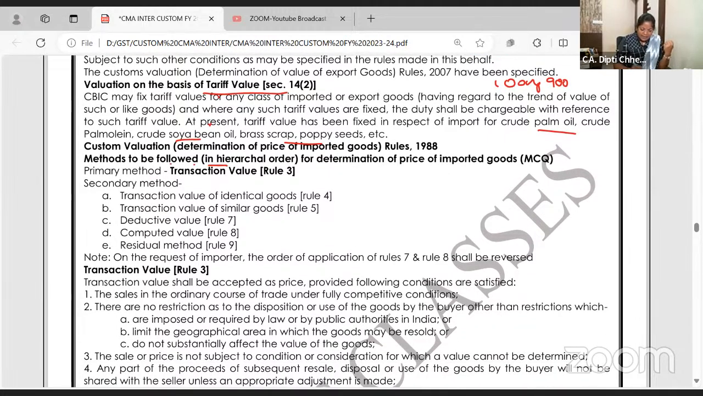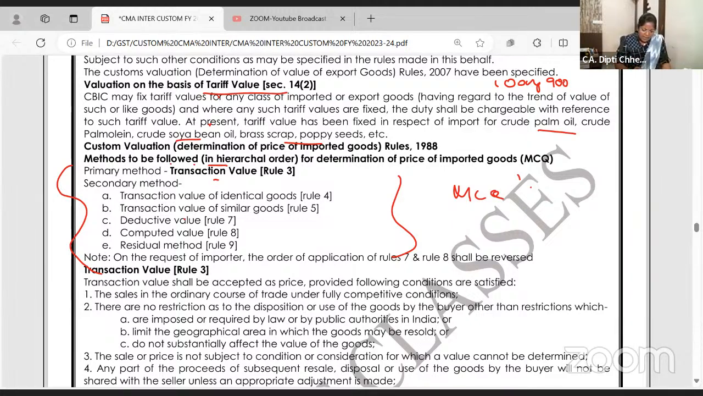Now, the hierarchy is very important for MCQs. If the transaction value is not given, the primary method, what's the secondary method? You can take the transaction value of identical goods. Just before some time, same company, same goods, at what rate did you import? Take that value. Or the transaction value of similar goods. What are identical goods? Exactly the same goods from an earlier lot. Similar goods: suppose this phone of Samsung and this phone of Vivo. They have the same features, so they are called similar goods but from different companies.